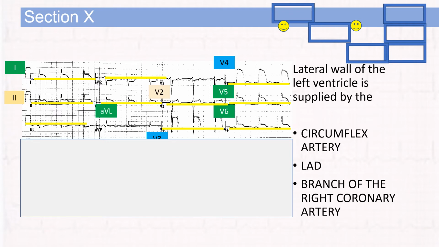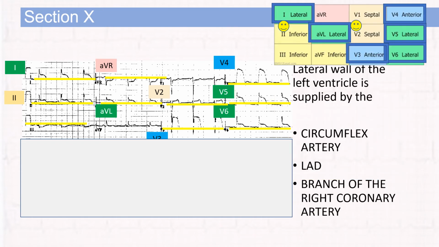V2 is elevated, but again, it doesn't fit the 2 or more contiguous leads as V1 is not elevated. And AVR is depressed. So if we look at our chart, leads 1, AVL, V5, and V6 are elevated. That's the lateral wall STEMI. V3 and V4 are also elevated. So that's the anterior portion involved as well. So you would reflect this as an anterior lateral MI.